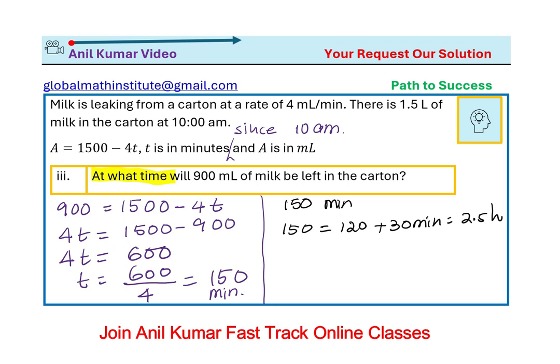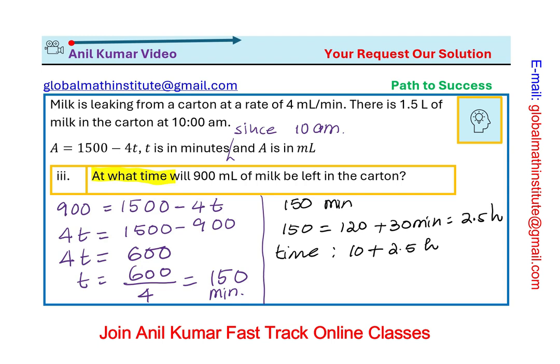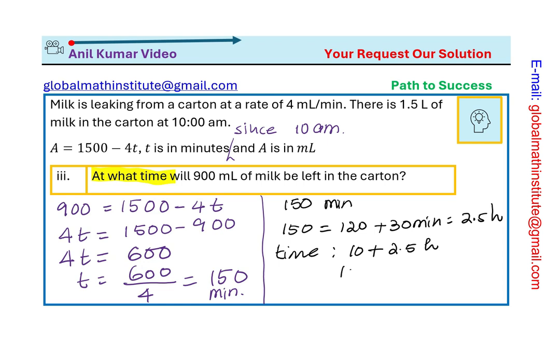2.5 hours. So the time will be 10 plus 2.5 hours. Correct? So it will be after 12, half an hour, right? So 12:30 p.m. 30 minutes past 12. There will be 900 milliliter of milk in the carton.